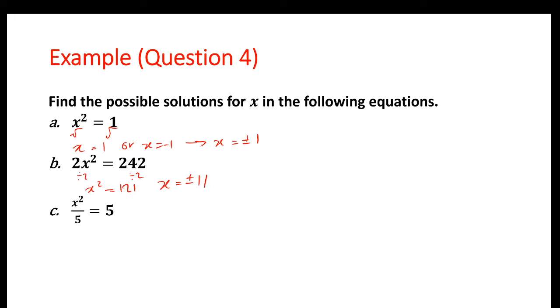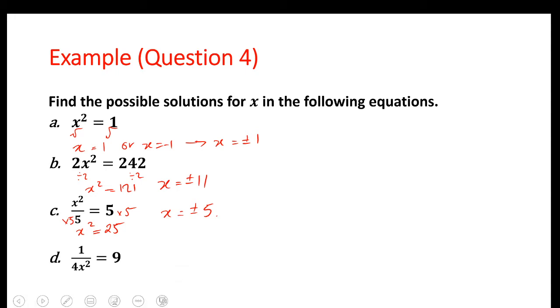Now x squared over 5 is equal to 5. Well, we're going to start off by multiplying both sides by 5. We get x squared is equal to 25. The square root of 25, well, x is equal to plus or minus 5. Okay, that's my answer for that one.